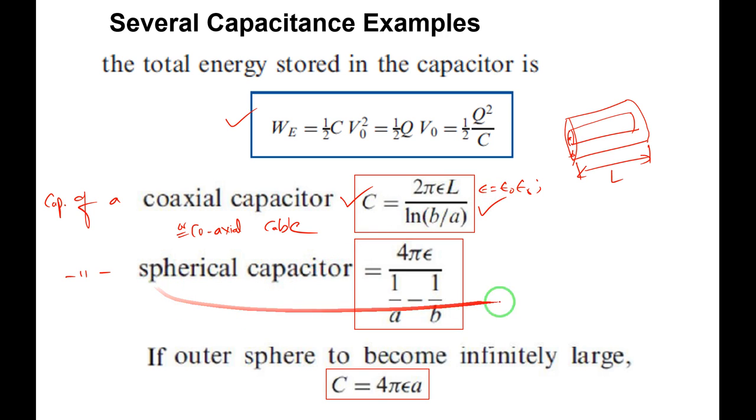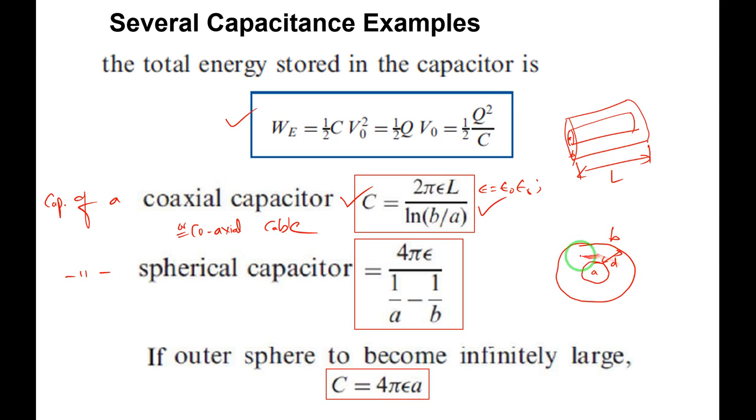Next, the spherical capacitor. I have an inner sphere having radius A. Then I will consider another outer sphere whose radius is B, separated by some small distance D, and filled with a dielectric material in between them. This is not a circle, it is a sphere, right? The dielectric material is present between these two metallic spherical conductors, one having radius A and the other having radius B. And A is less than B, meaning B is greater than A, right?